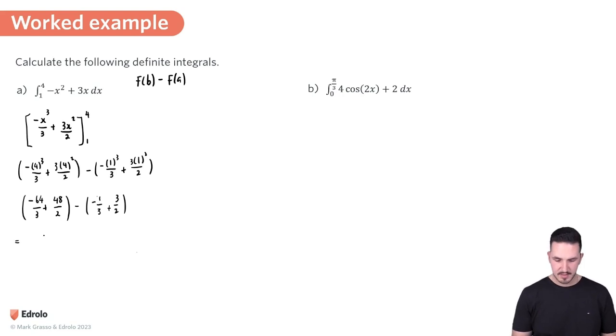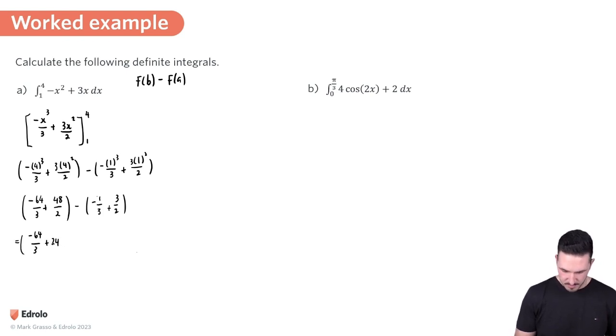So now negative 64 on 3, I'll leave that as it is for the time being. 48 on 2 becomes 24, so plus 24. And then minus, so negative a third plus 3 on 2. I need the same denominator, so multiply the left-hand fraction by 2. So negative 2 on 6 plus the right-hand fraction, multiply that by 3, so it becomes 9 on 6. So we're left with negative 64 on 3 plus 72 on 3.